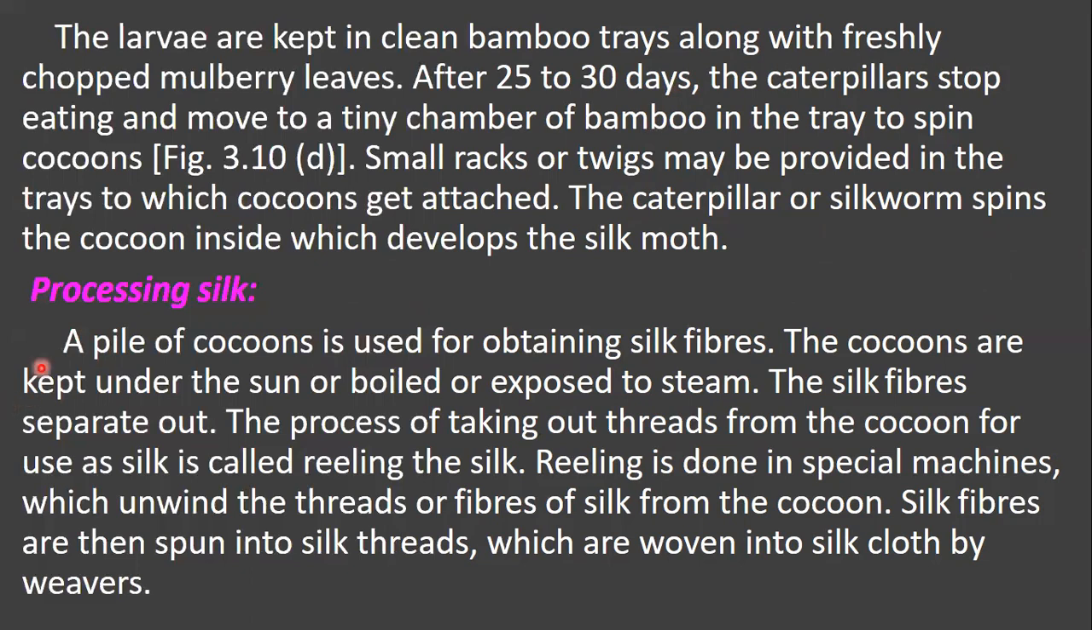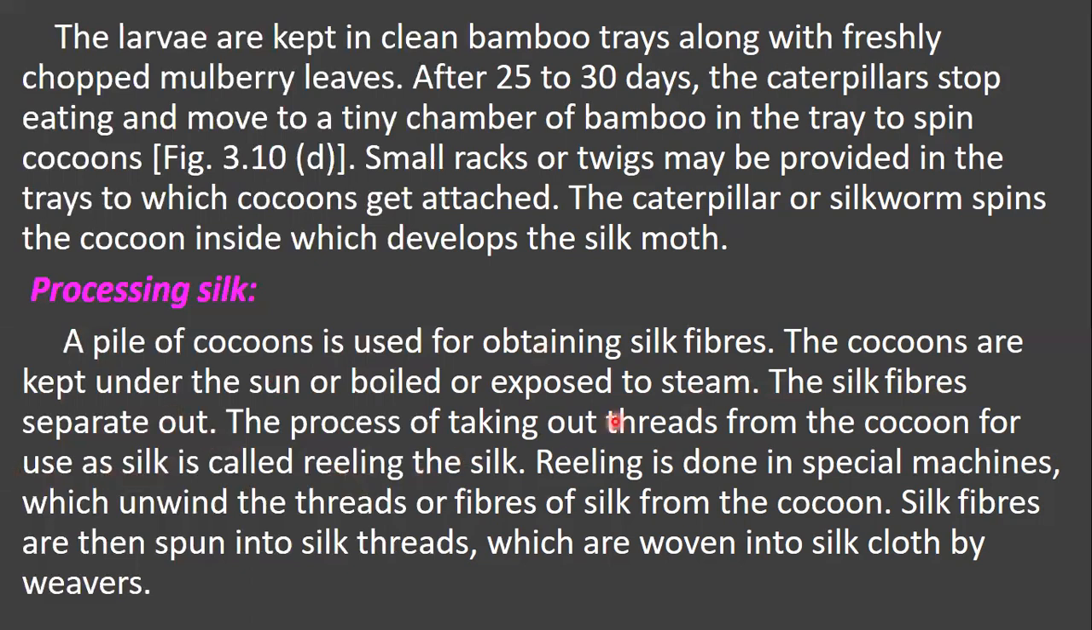Next is the processing of silk. A pile of cocoons is used for obtaining the silk fibers. Pile means a large number of cocoons. These are used for obtaining the silk fibers. The cocoons are kept under the sun or boiled or exposed to steam. The silk fibers separate out.